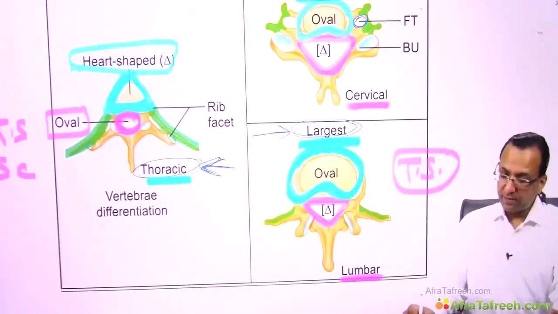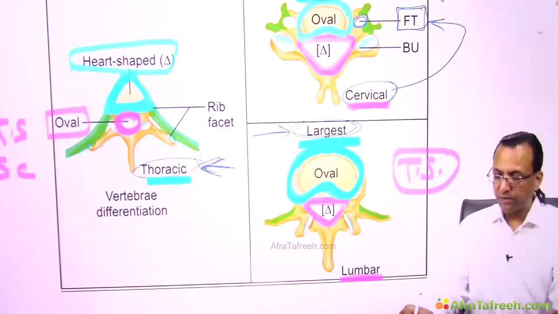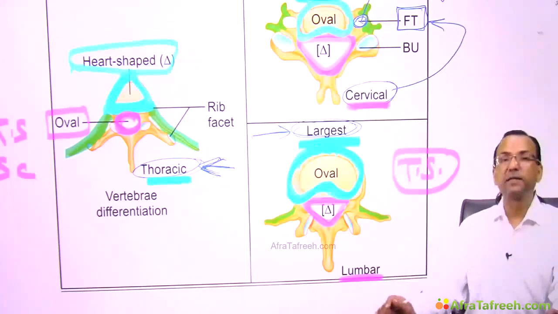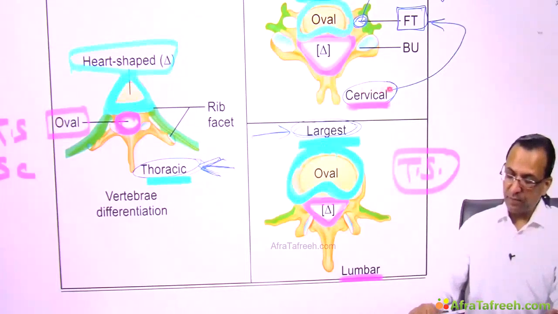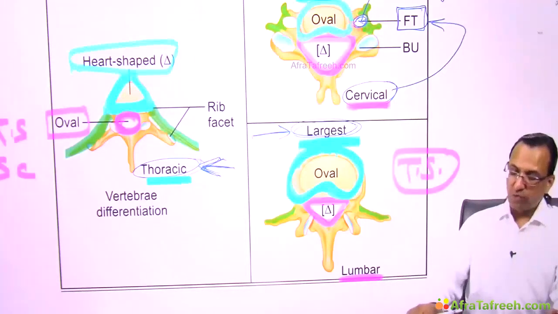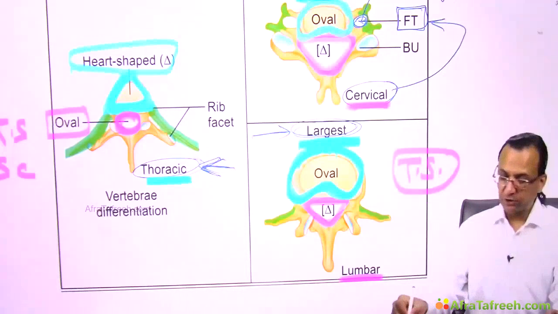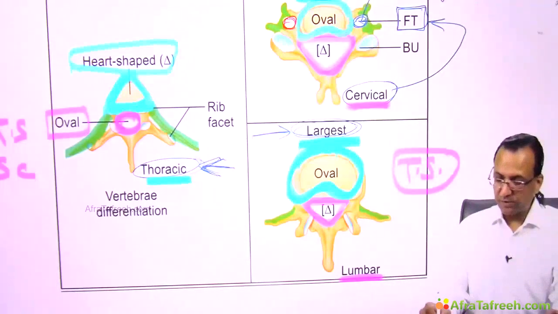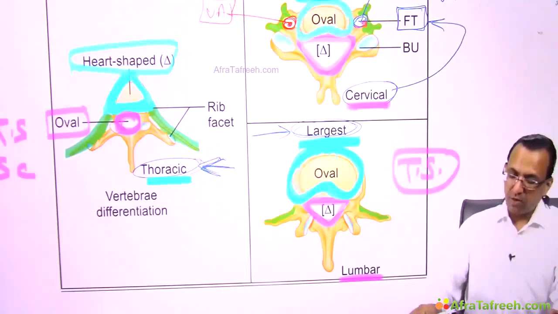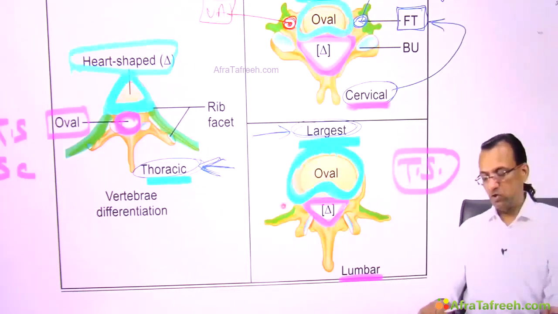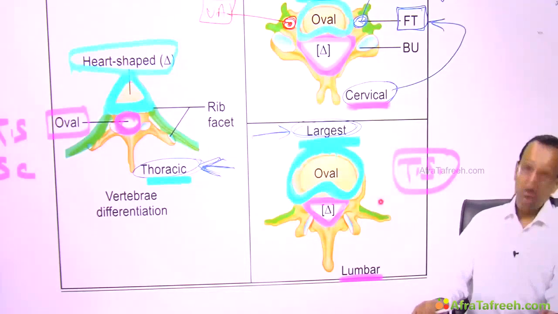Also remember, foramen transversarium is a typical feature of the cervical vertebra, for the passage of the vertebral artery. So I will identify a cervical vertebra by the foramen transversarium in the transverse process, through which the vertebral artery passes. Foramen transversarium is seen only in the cervical vertebra, not in the lumbar vertebra. No. Okay.